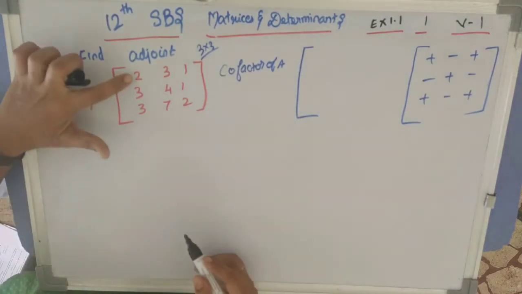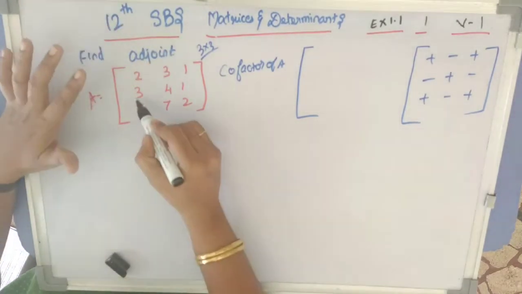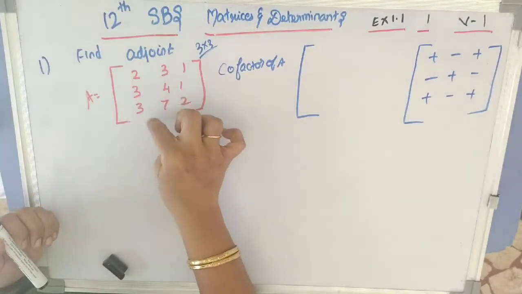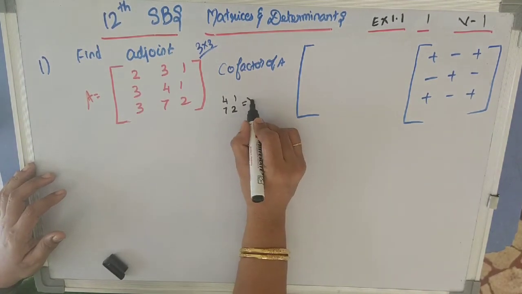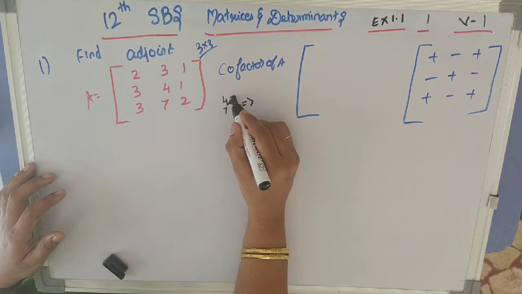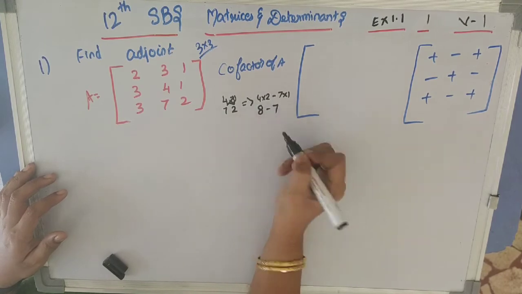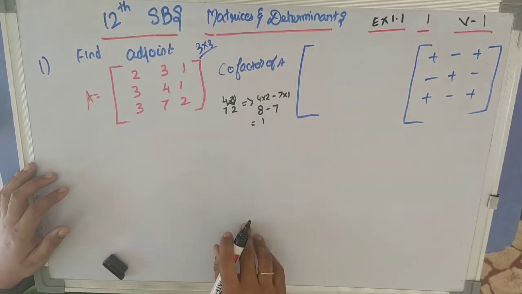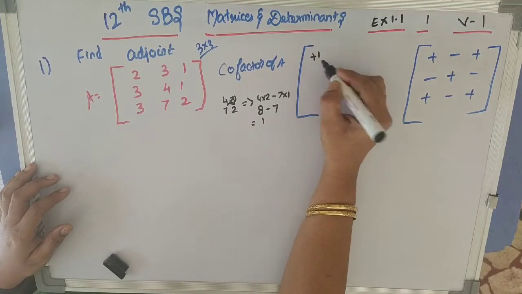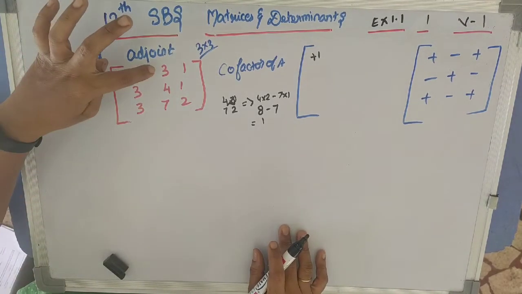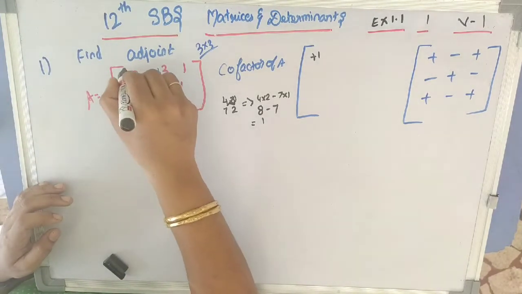Now we have to find the cofactor of 2. It is in row 1 and column 1. On eliminating row 1 and column 1, 4, 1 and 7, 2 are remaining, right? Now we have to multiply 4 into 2 minus 7 into 1. That is 8 minus 7, that is 1. Now I am using the sign convention plus, so I am writing plus 1. Now we have to find the cofactor of 3. It is in row 1 and column 2, isn't it?